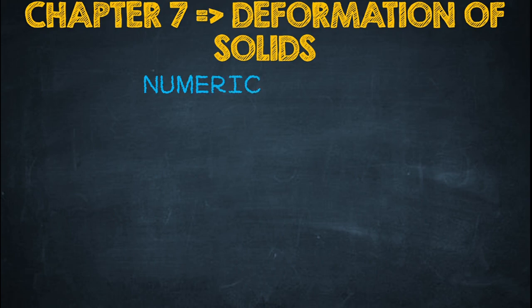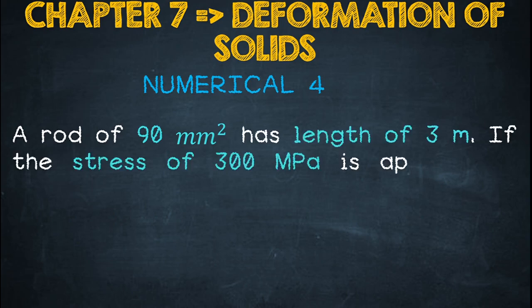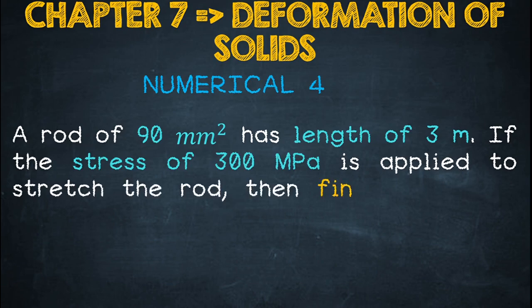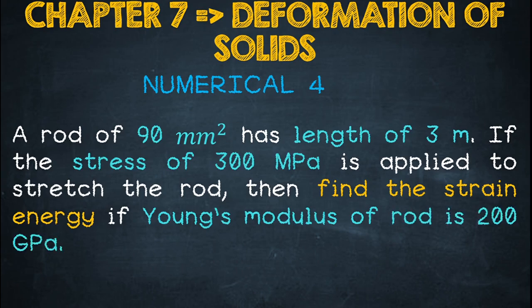Next is numerical number 4. It is related to the same assignment. A rod of 90 millimeter square has length of 3 meter. If a stress of 300 megapascal is applied to stretch the rod, then find the strain energy if Young modulus of rod is 200 gigapascal. We have been given a rod and its length. When a stress has been applied on it, it has been elongated, it has been stretched. We have to find the strain energy produced in it by the stress of 300 megapascal.